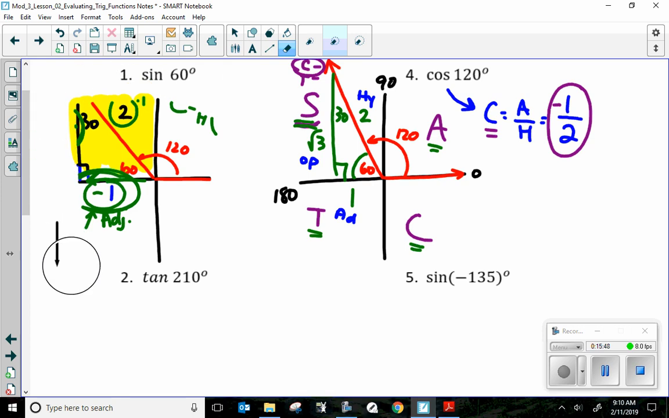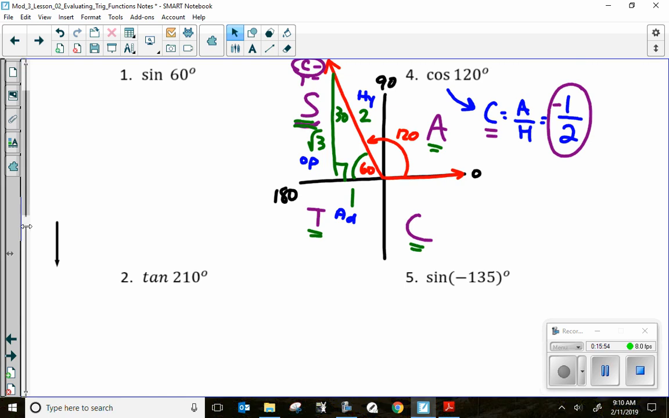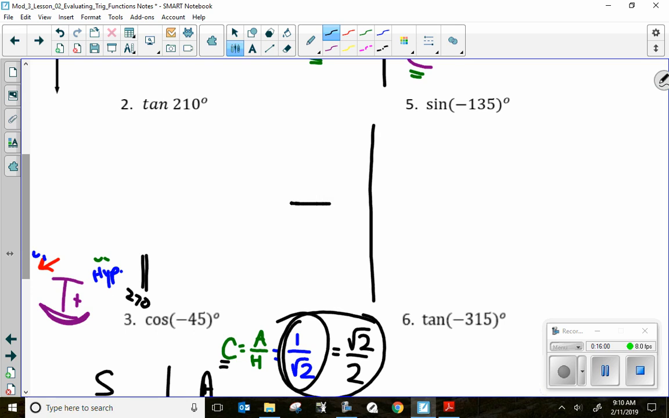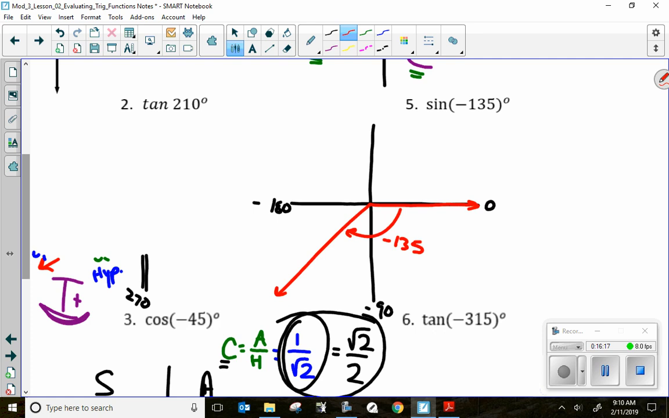Okay? So now, let's move on to problem 5. Negative 135. Set of axes. I'm moving negative this time, so it's negative 90, negative 180, and guess what? Negative 135 is exactly in between those two. That's negative 135. My reference angle has to be to the x-axis. That's 45 degrees. So I am just going to draw a 45, 45, 90. That is 1, 1, radical 2.